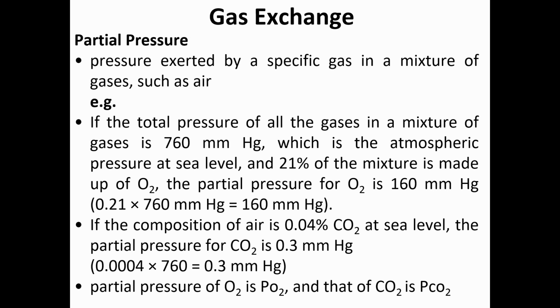Okay, the same computation also applies for carbon dioxide. Since the composition of air is around 0.04% carbon dioxide at the same atmosphere, the partial pressure for carbon dioxide at sea level is 0.3 millimeters mercury. So this will be our data moving forward: 160 millimeters mercury for our oxygen and 0.3 millimeters mercury for our carbon dioxide.